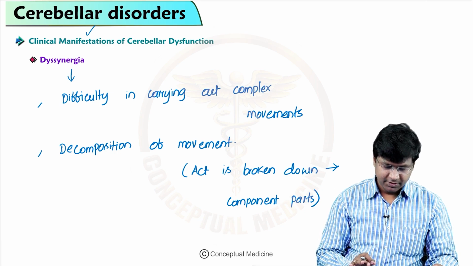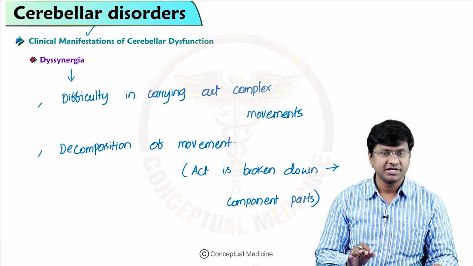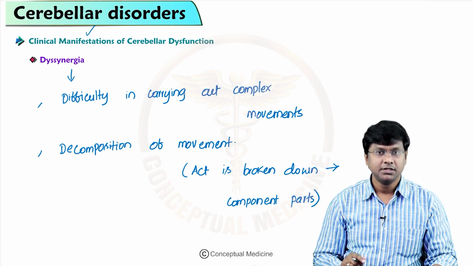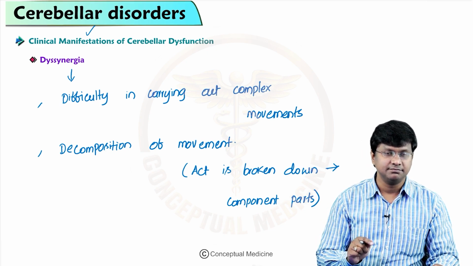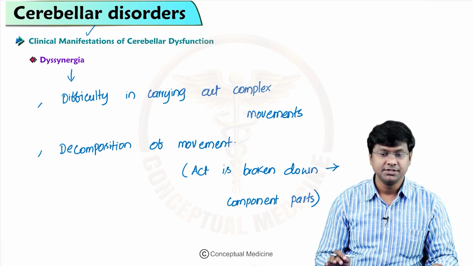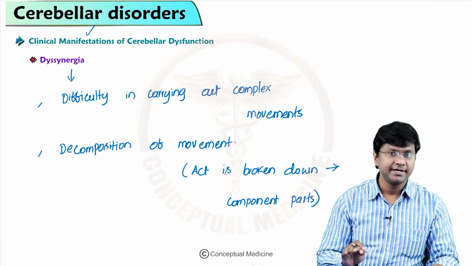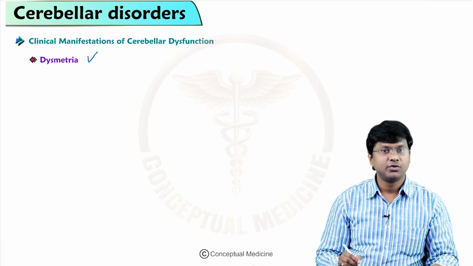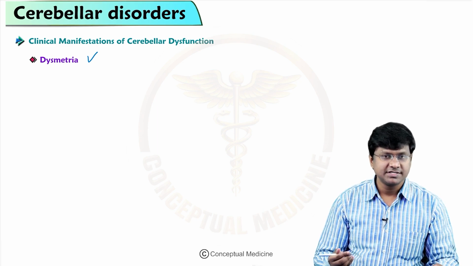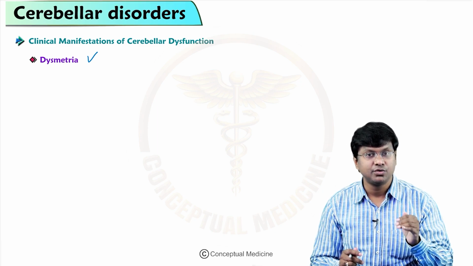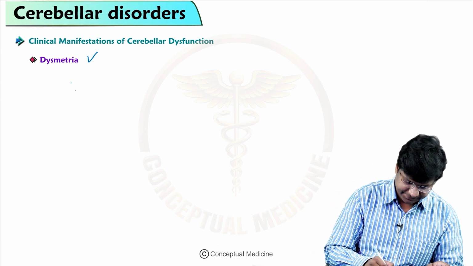So here there is difficulty in carrying out complex movements, which is dyssynergia. The individual will have incoordination whenever there is cerebellar dysfunction. The individual is unable to carry out any coordinated movements, and in the same way they will have what is called dysmetria. Now what is dysmetria? Dysmetria is loss of ability to gauge the distance.